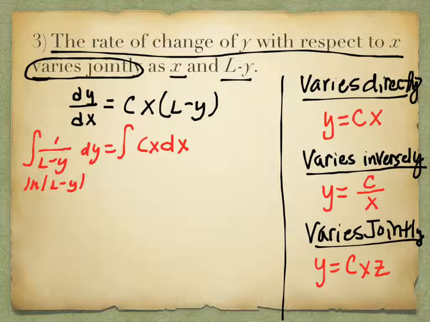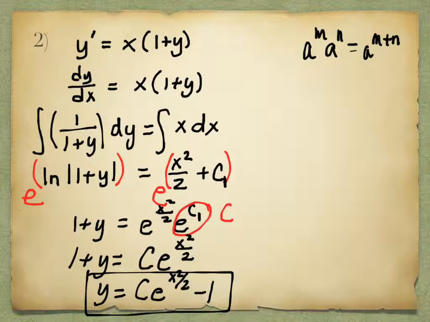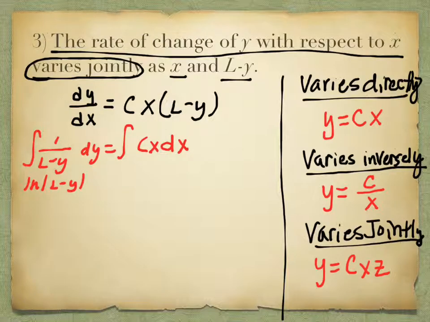Because it's not a very interesting derivative of L minus y. But there is something more than just 1. On the last one, if I had taken the derivative of 1 plus y, the dy is actually just 1, right? But on this one, what do I get? Negative. I get a negative. So I need a negative here on the outside of the natural log. So I've got negative natural log of the L minus y here instead.